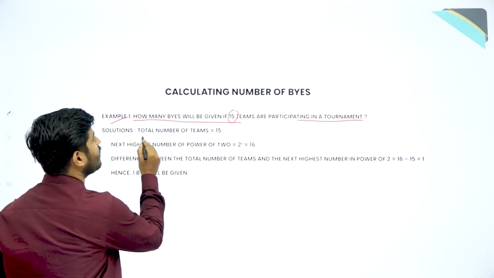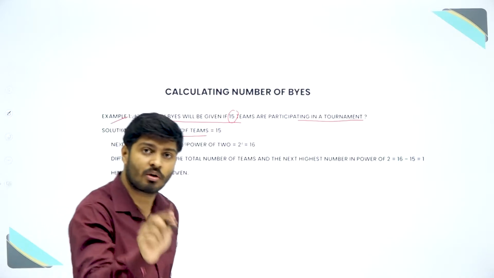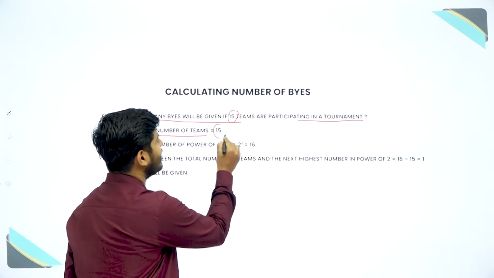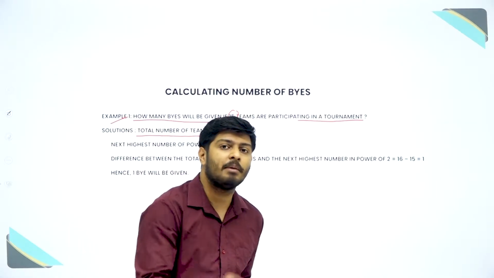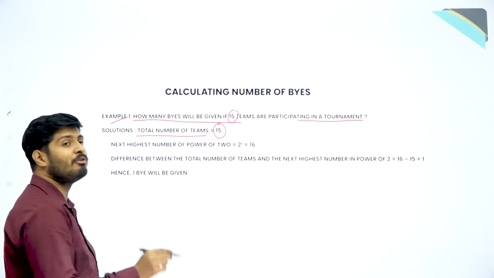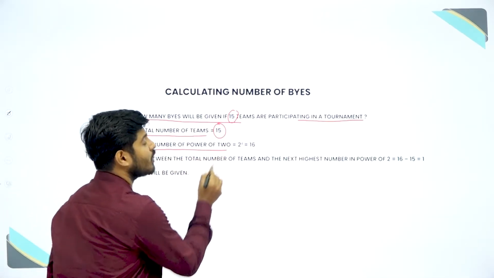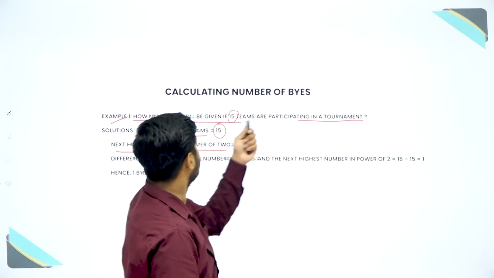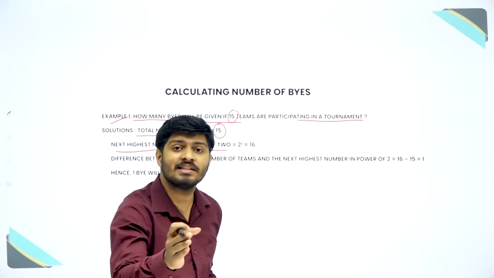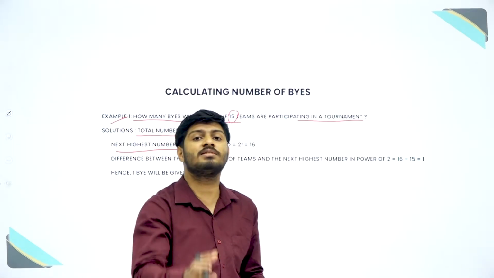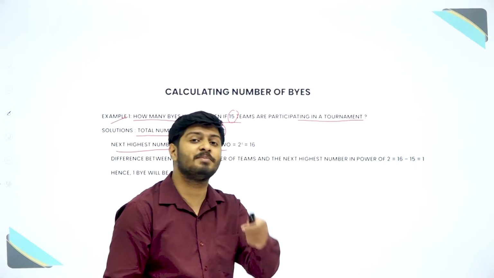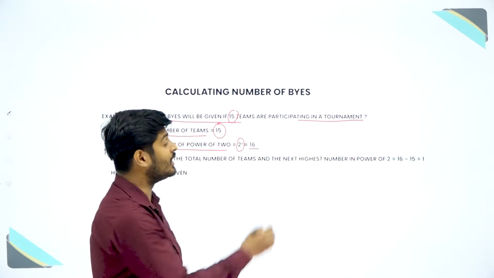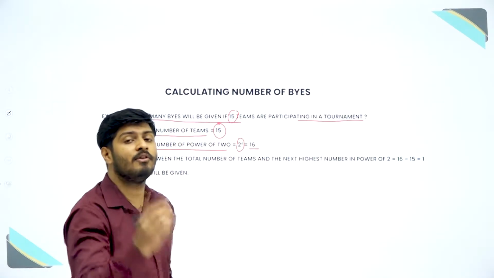First you need to see the total number of teams that are participating. That's the first element you require to solve this problem. The first element is the total number of teams, which is 15. Then you have to find the next highest number in the power of 2, the number closest to the total number of teams, which is 2 raised to the power 4, that is 16. The difference of 16 and 15 will be the number of byes.